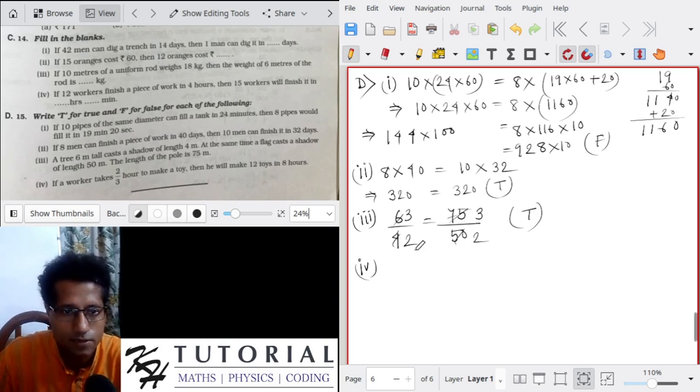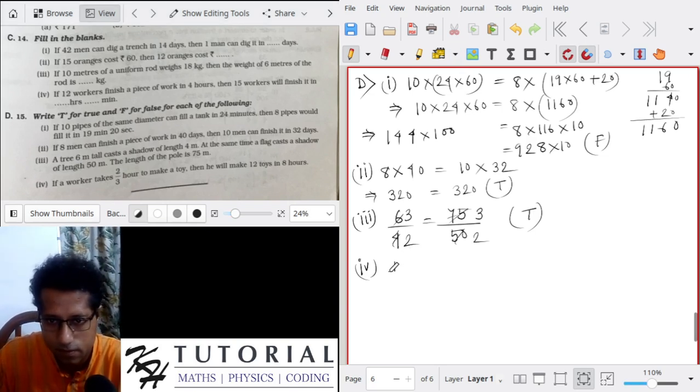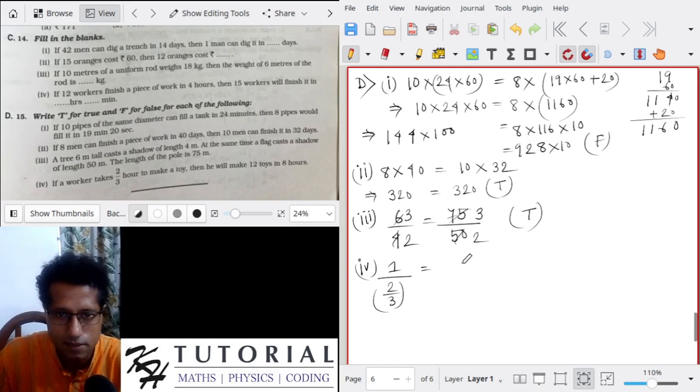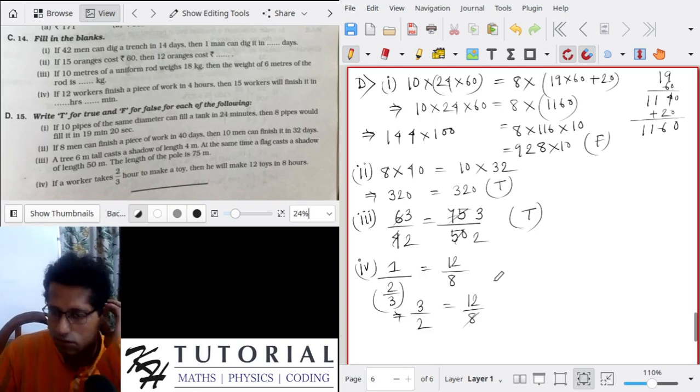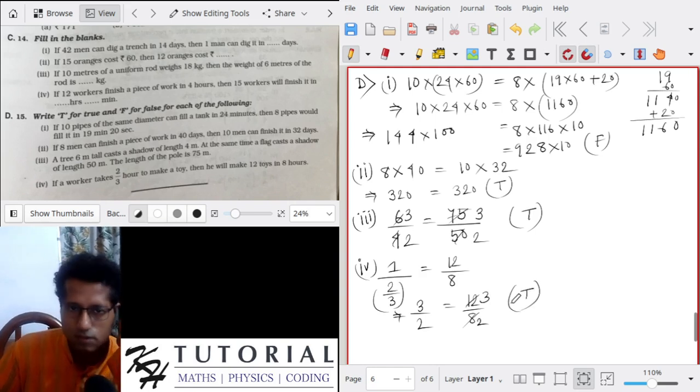So now we can say that if the worker takes 2/3 hour to make a toy, A by B is 1 divided by 2/3, which should be equal to 12 by 8, since he makes 12 toys in 8 hours. Now the left hand side becomes 3 by 2, which equals 12 by 8, and of course if you reduce 12 by 8 to its simplest form, this is 3 by 2, and they are the same. So this is a true statement.